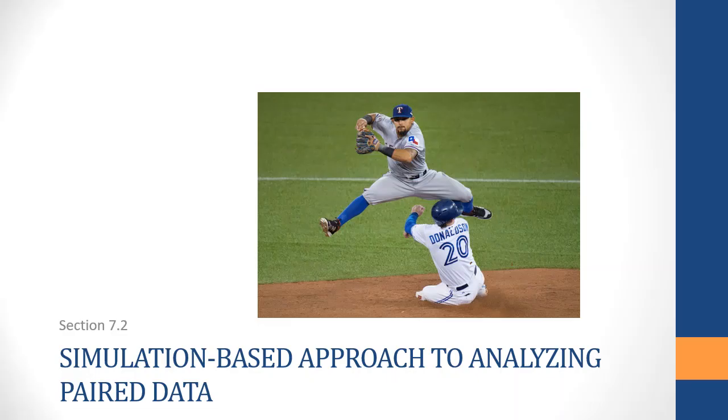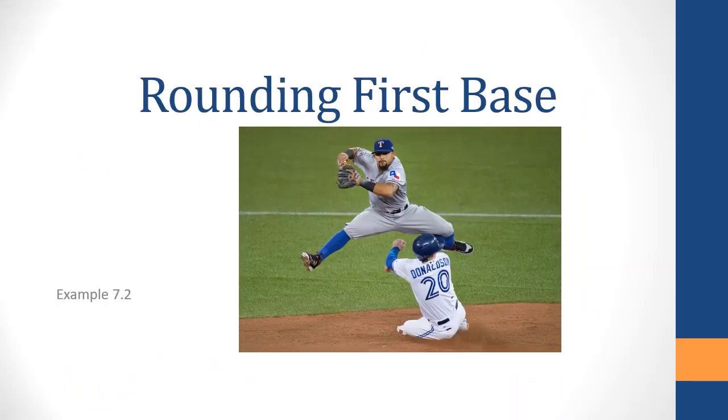Let's take a look at an example problem for doing statistical inference with matched pairs data. So our example problem is about baseball. If you've ever been a baseball player, you'll know that when you're rounding first base, sometimes you don't go to first base and make a perfectly right corner. You kind of round it a little bit.